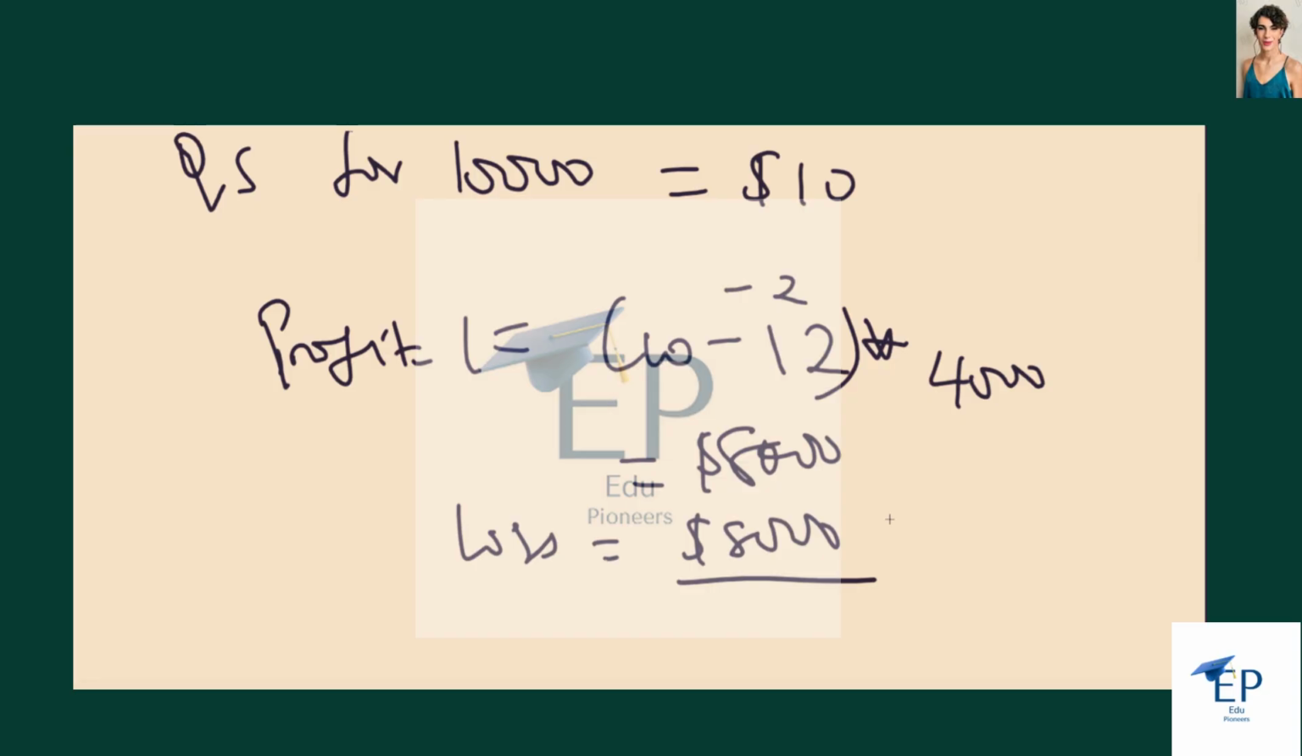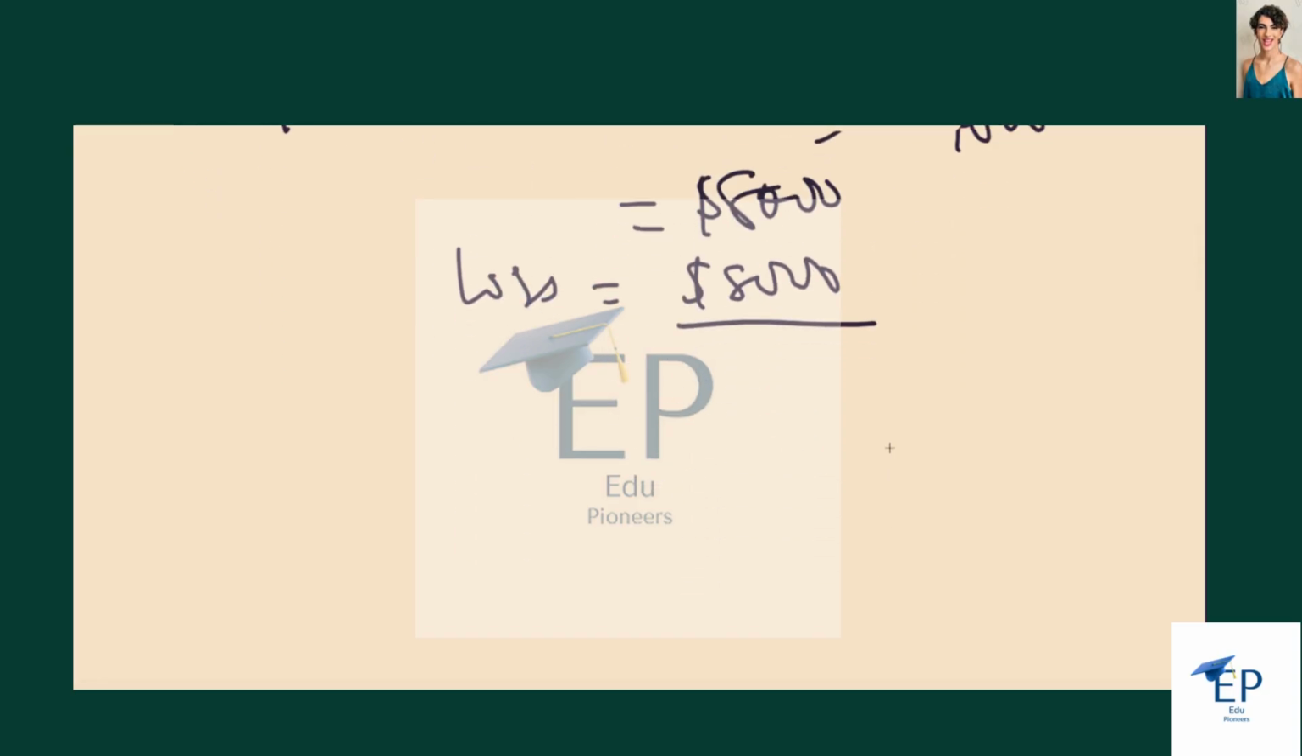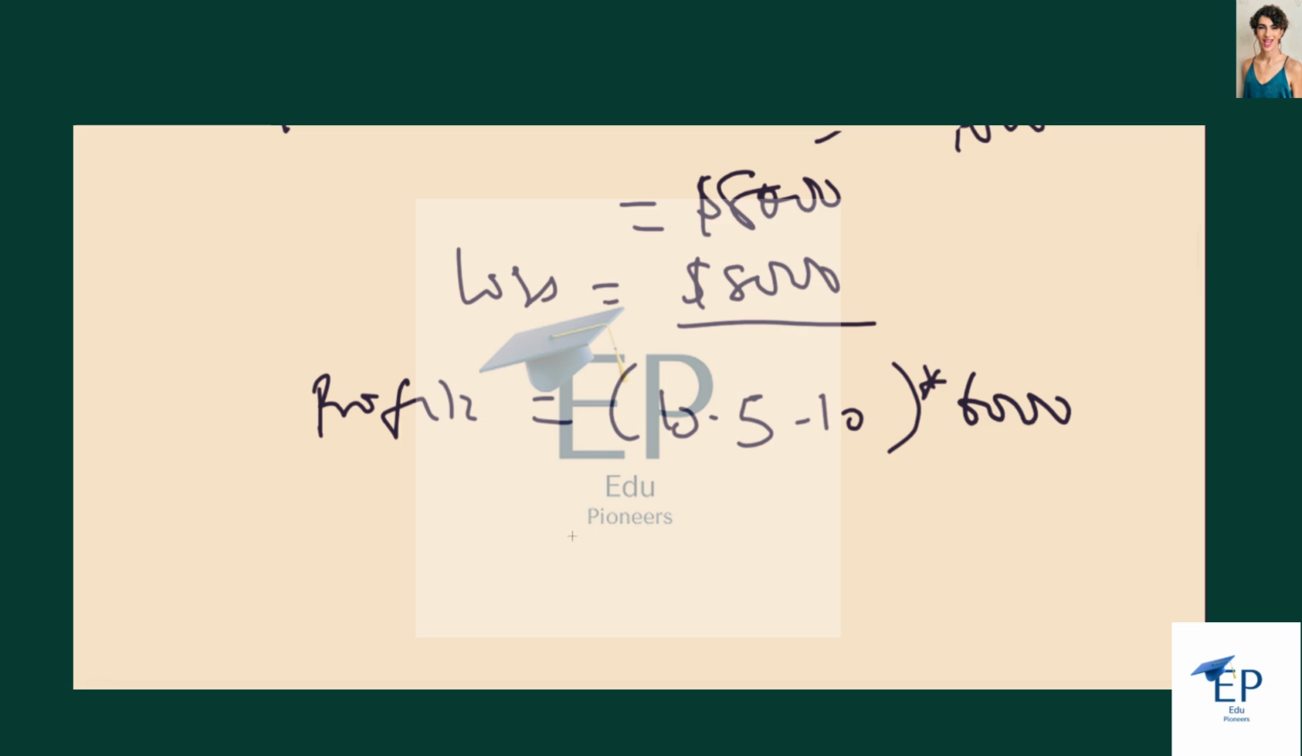So the firm will have a profit of 10.5 minus 10 multiplied by 6,000 for the new firm. So it's going to be 10.5 minus 10 is 0.5 times 6,000 is $3,000 profit. So this is basically how much profit would the firm earn.